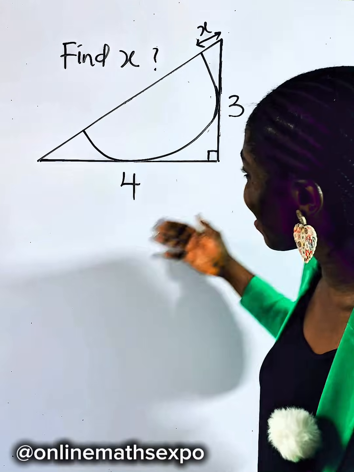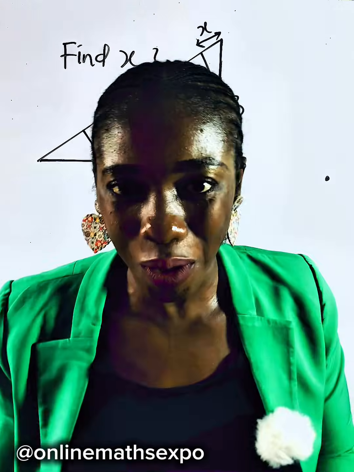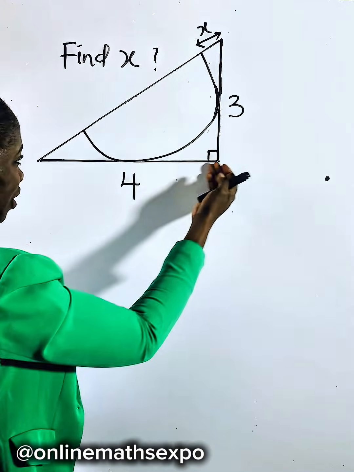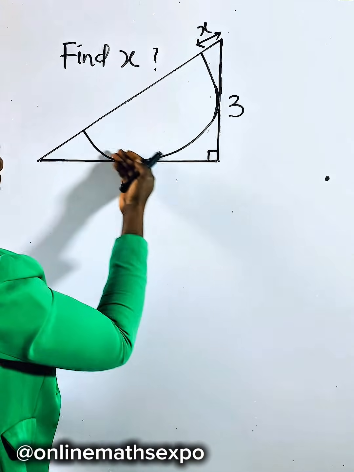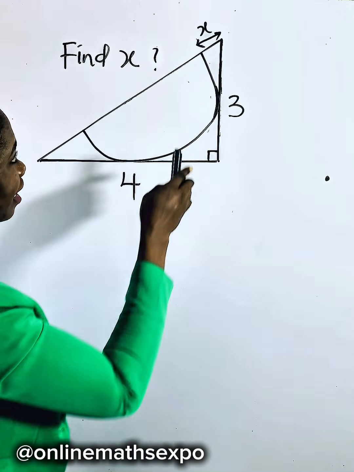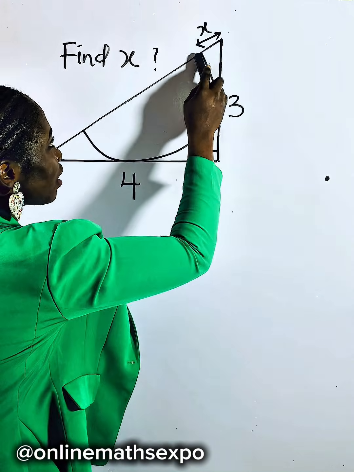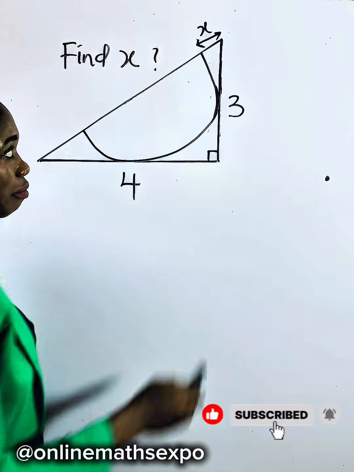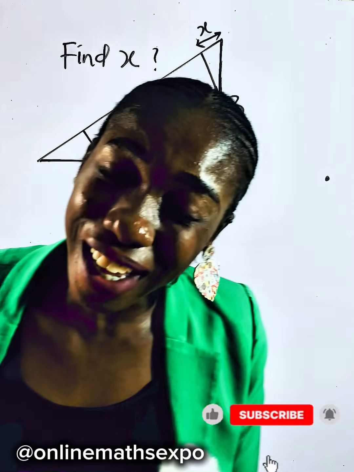We have this amazing geometrical problem to solve. Is this something you can do? We are given a right triangle. Inside it is inscribed a semicircle. And the question is asking us to find the length from here to here, which is labeled X. Is this something you can do?